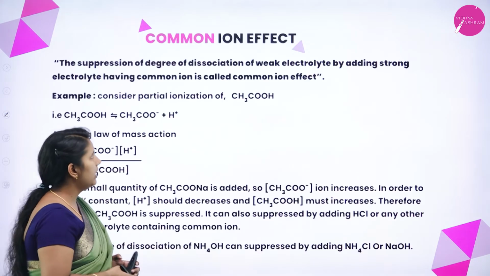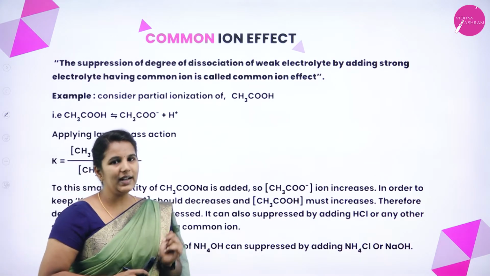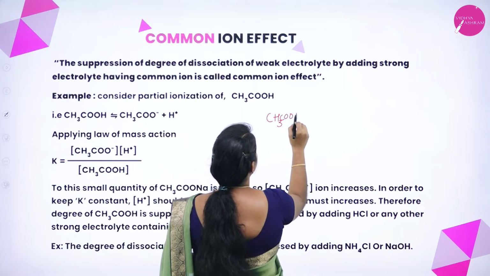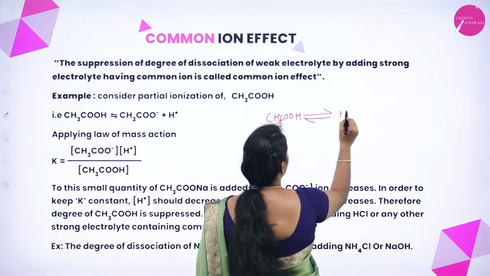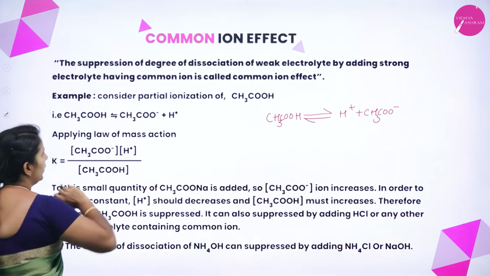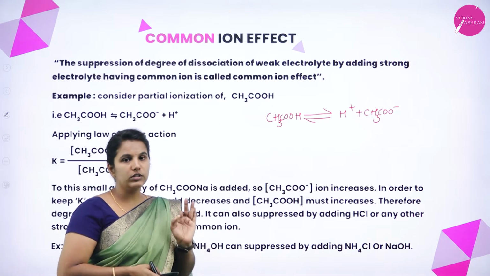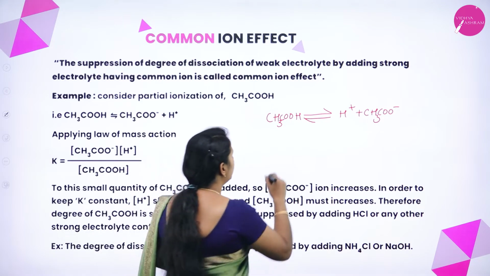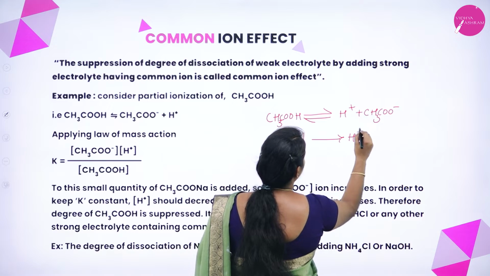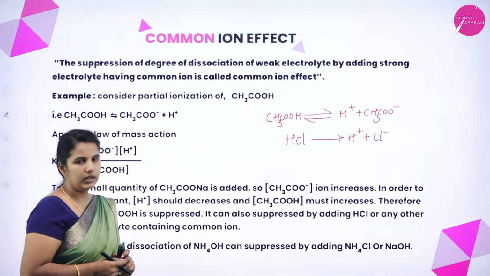Okay. First we will see what a common ion effect is. To understand this concept, I'll take the example of acetic acid. We know that acetic acid is a weak electrolyte which dissociates to give H plus ion and acetate ion. Correct? Which dissociates to give what? H plus ion as well as the acetate ion. To this solution, if I add HCl, which is a strong acid, which ionizes to give H plus ion and Cl minus ion. So now what will happen?